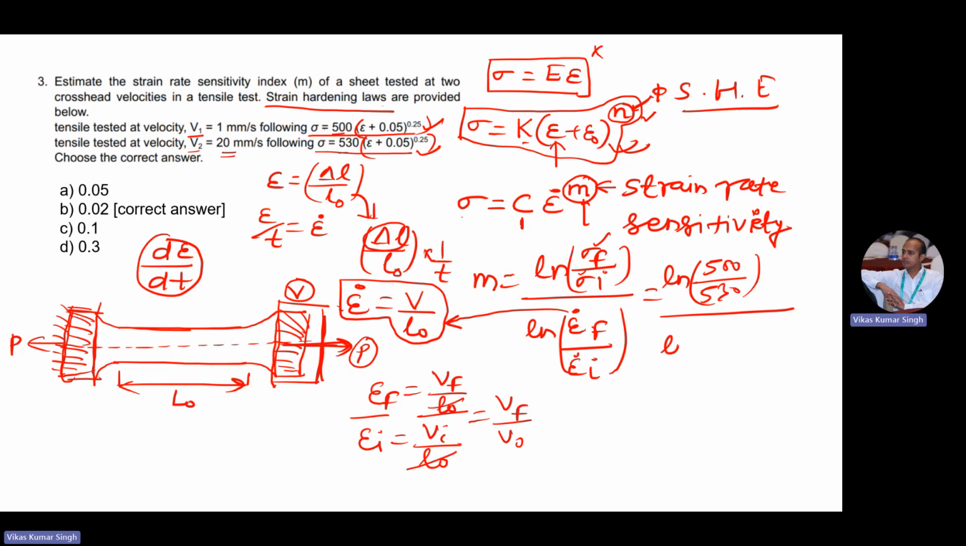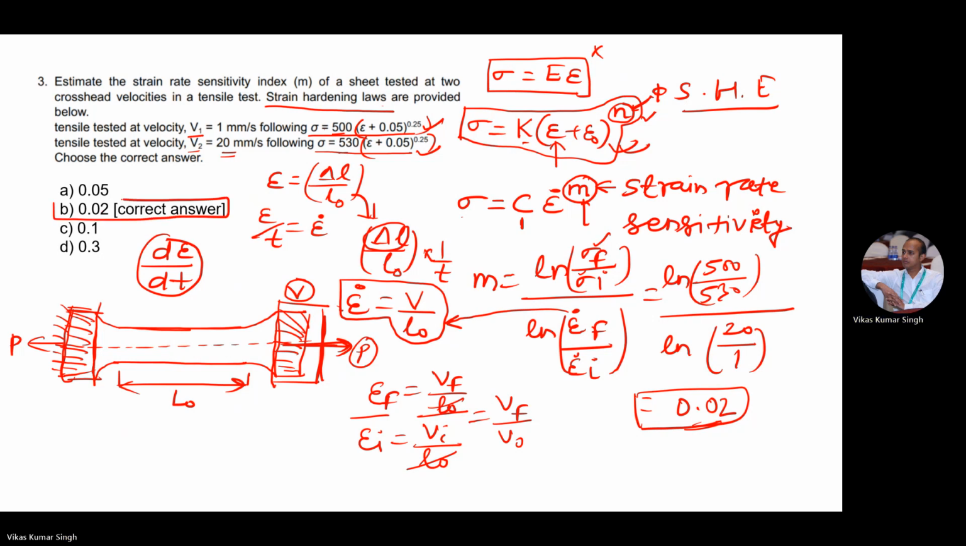So I am going to write it here, ln of V final by V initial, 20 by 1. And if you put in all these values, you will get 0.02. Just solve this problem, you will get this, just cross check. So this is the correct answer for this. I hope this is clear to you. Okay, so now moving to the next question.